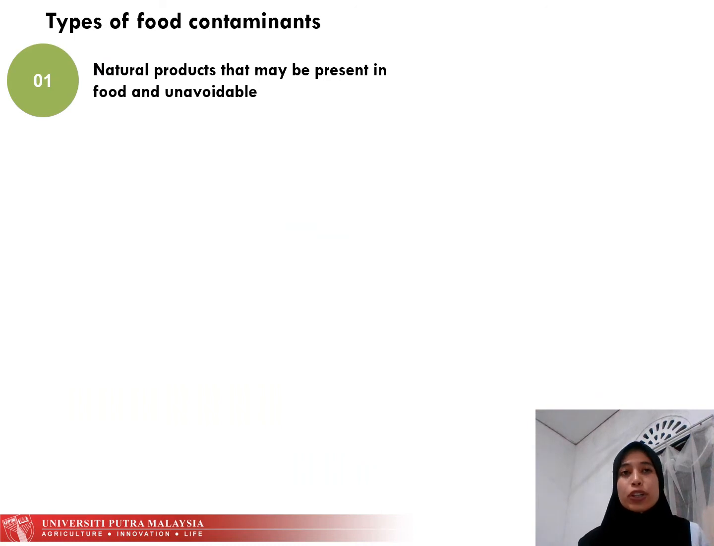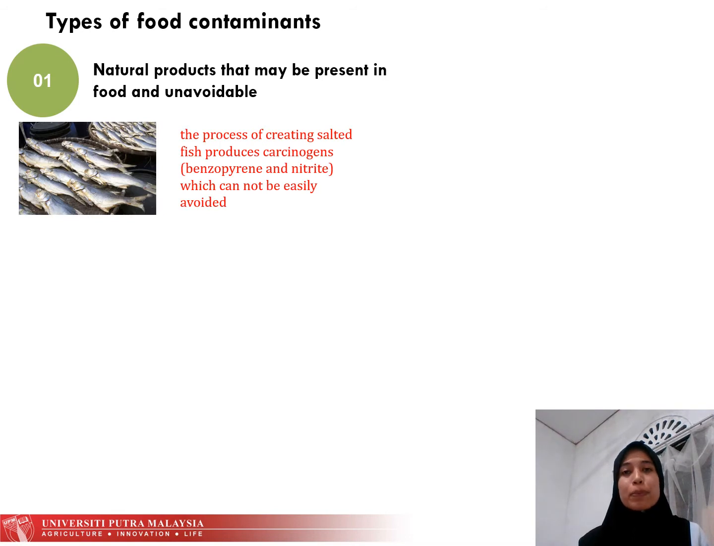Okay, so we have four different types of food contaminants. The first one is the natural product that may be present in the food itself and cannot be avoided. For example, in the process of creating salted fish, we use a lot of salt, and it will produce carcinogenic chemicals, for example benzopyrene and nitrite. So it is one of the carcinogenic chemicals.